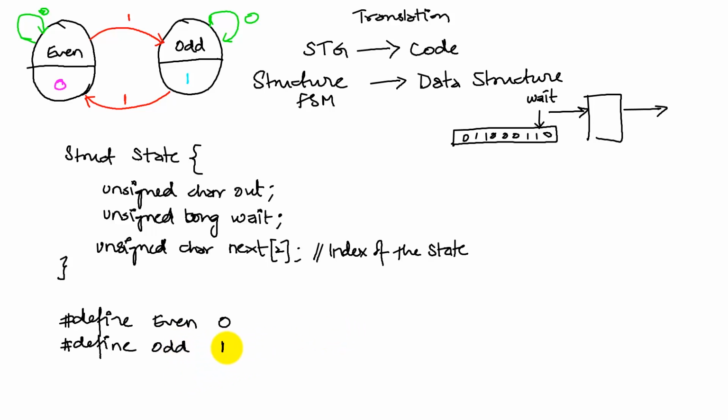So I'm numbering the states. This is because there are only 2 states, I'm going to call this a 0 state and a 1 state. And like we did before, I'm going to define a typedef struct state to be an S type.